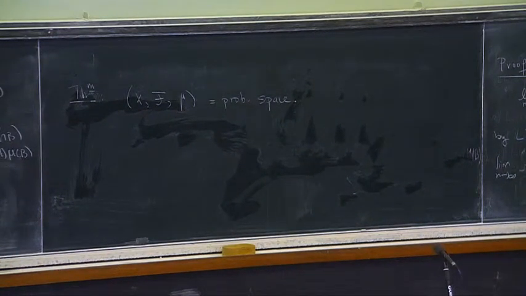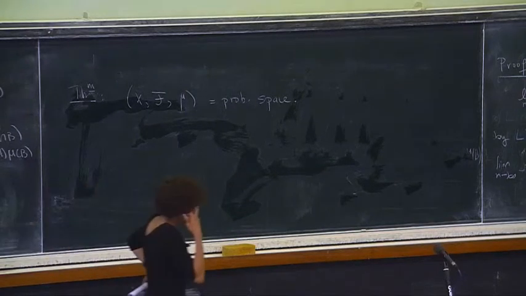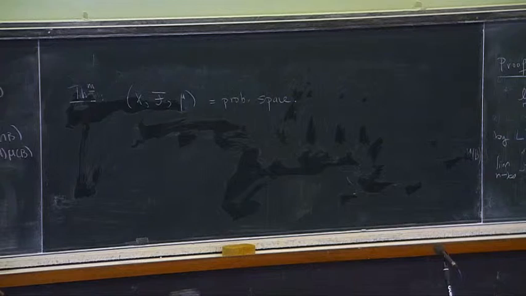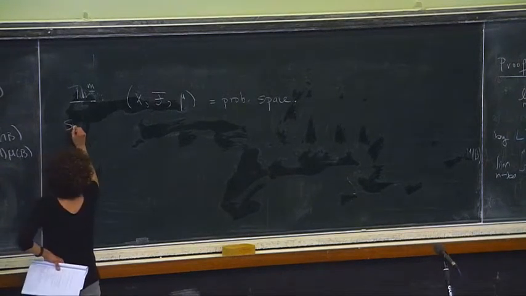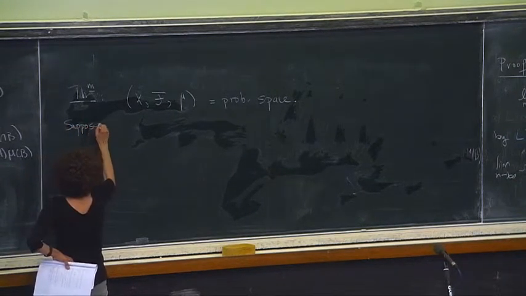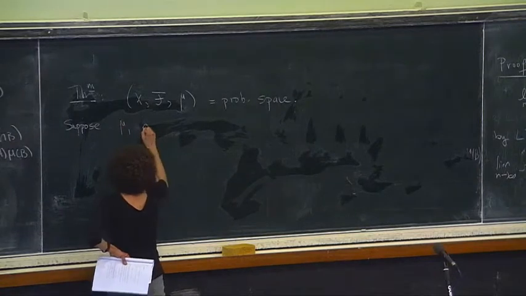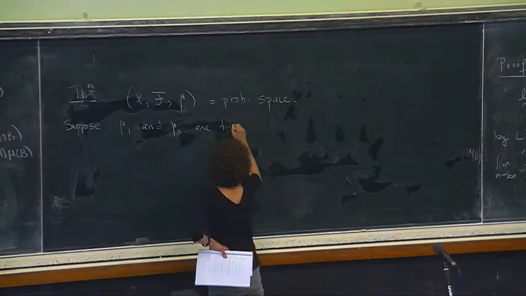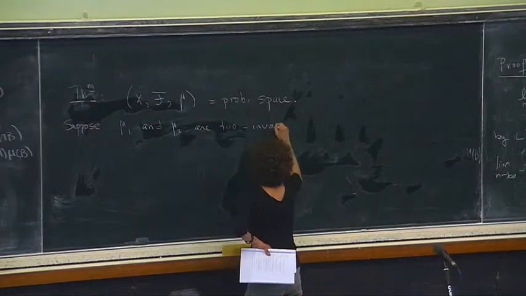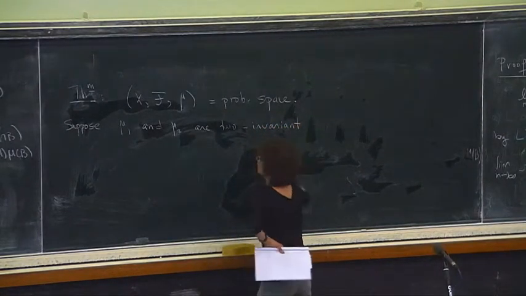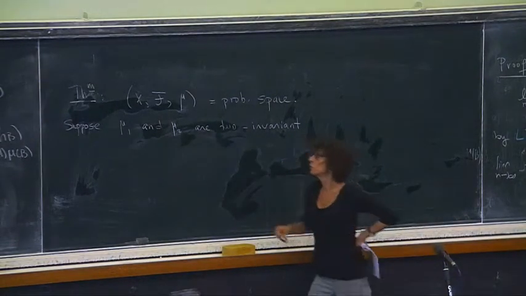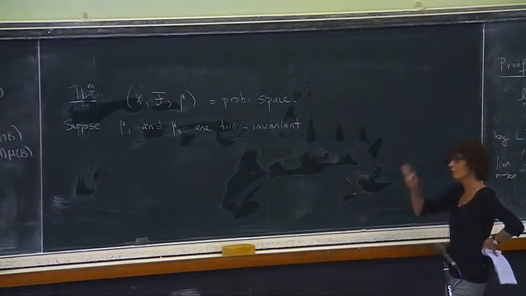That's the case where people say it's uniquely ergodic, but usually there are many invariant measures. Okay, suppose mu1 and mu2 are two invariant measures. So mu1 of T inverse A is mu1 of A, and the same thing for mu2: mu2 of T inverse A is mu2 of A, sorry.